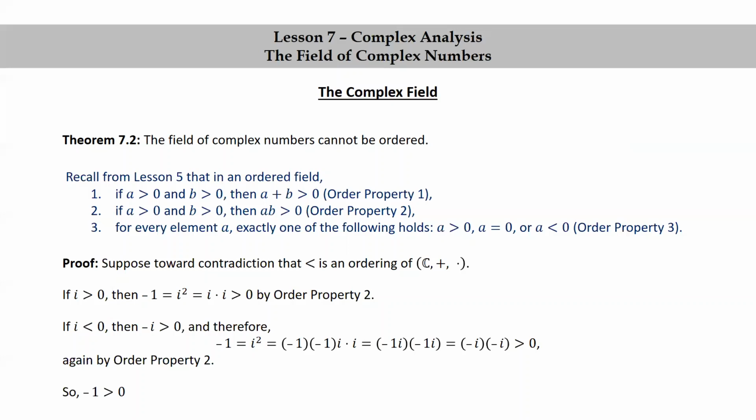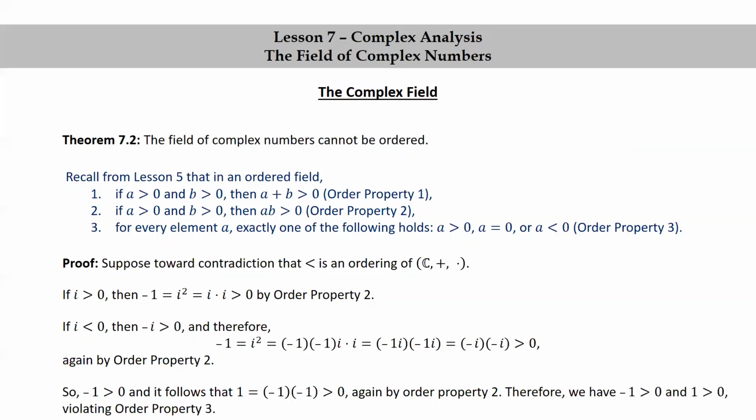So negative 1 is definitely positive. And it follows that 1, which is negative 1 times negative 1, is also positive, again by order property 2. Therefore, we have negative 1 positive and 1 positive, violating order property 3. So the field of complex numbers cannot be ordered.